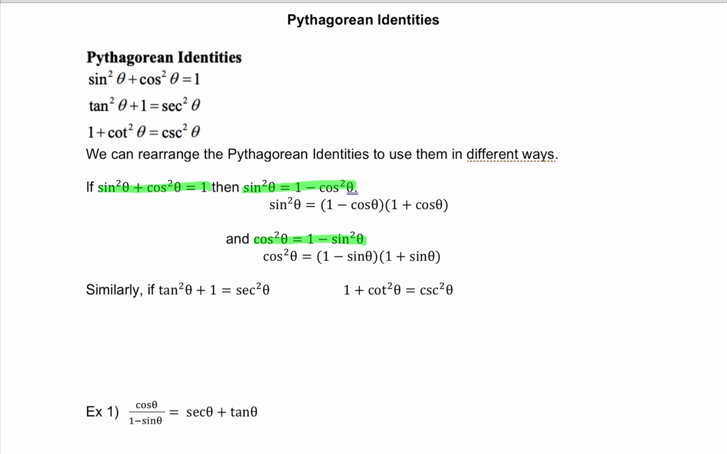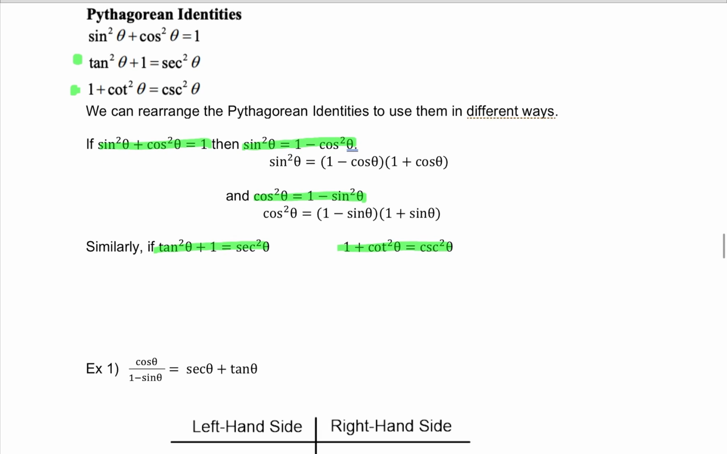Another thing, though, is that we can also take our other Pythagorean identities. So we've got this tan squared theta, and this one with the cotangent squared theta. Okay, so tan squared theta plus 1 equals secant squared theta. 1 plus cotangent squared theta equals cosecant squared theta. Okay, we can take these and we can also rearrange them in different ways. So each Pythagorean identity actually has 3 versions, one where everything is kind of isolated. So here we can also get tan squared theta by itself, simply by taking that 1 and moving it over.